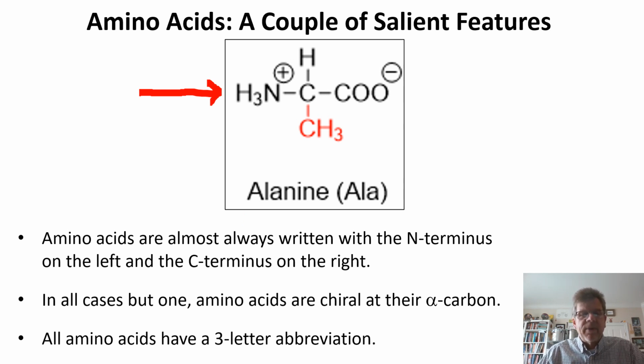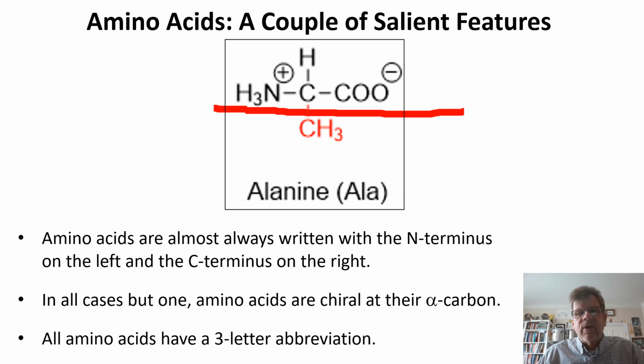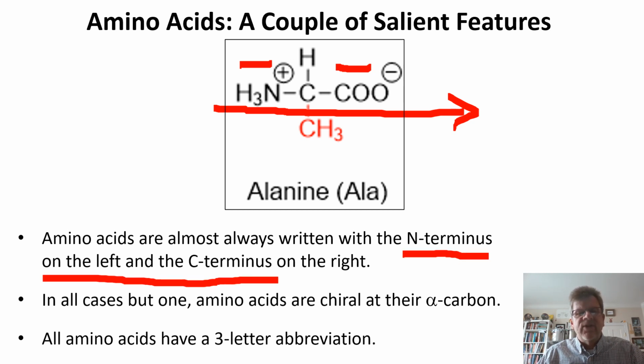Now, a couple of salient features about amino acids, the way they're expressed, and some of their structure. In particular, if you'll notice the way that this amino acid, and indeed all amino acids, are expressed, if you look at it from left to right, we always have the amino portion on the left and the carboxylate portion on the right. So amino acids, and indeed all the proteins that are made of amino acids, are always written with the N terminus on the left and the C terminus on the right.